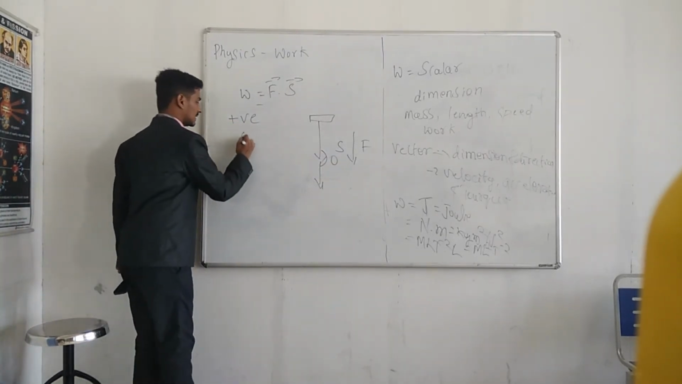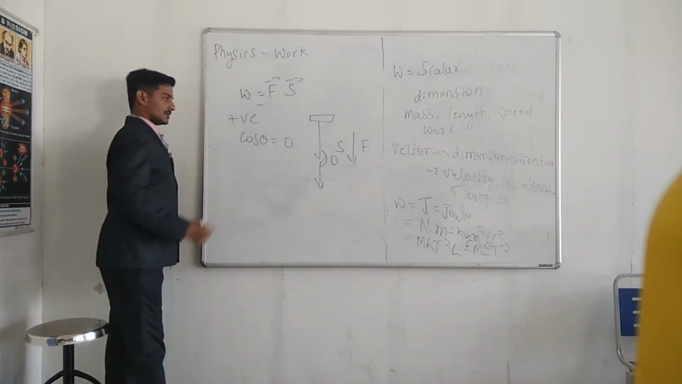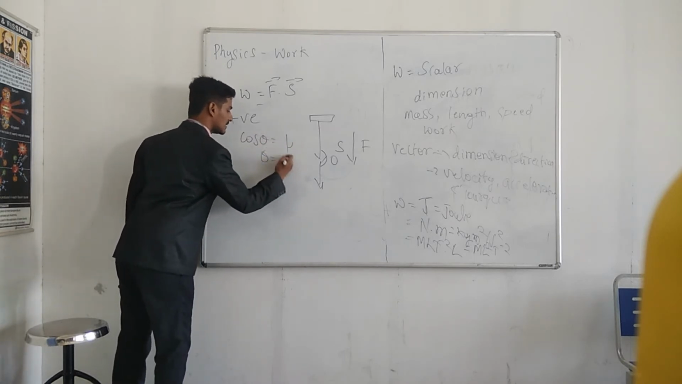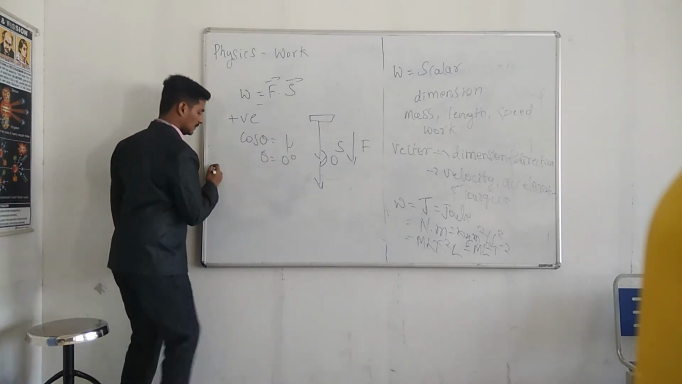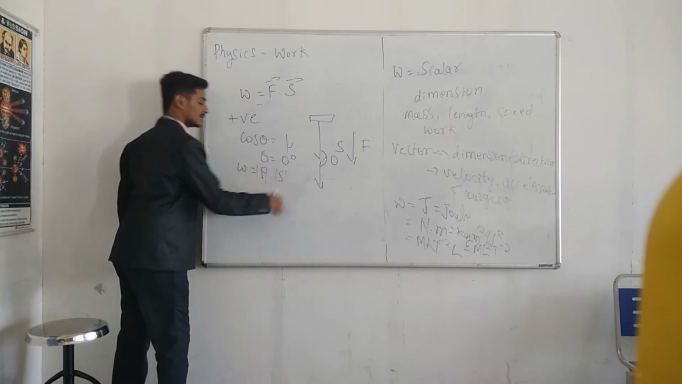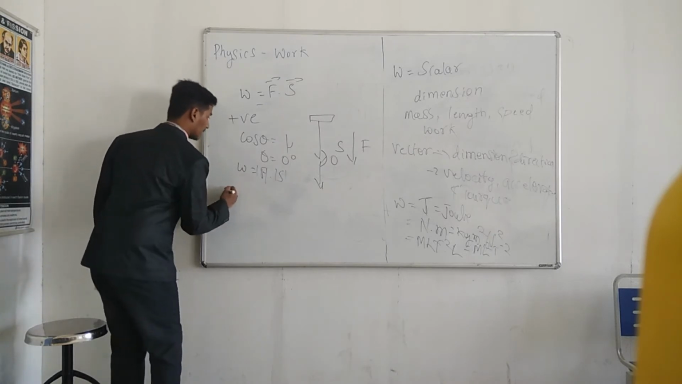So cos theta equals 1, and theta will be 0 degrees. Okay, so now the work is purely F, the magnitude of F into the magnitude of S. So when will work be negative?